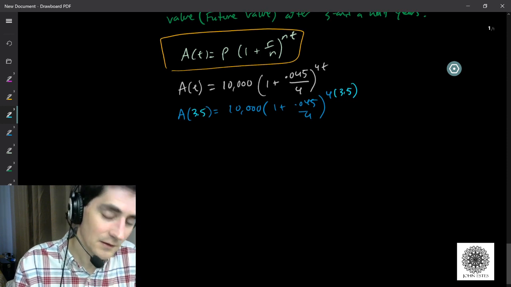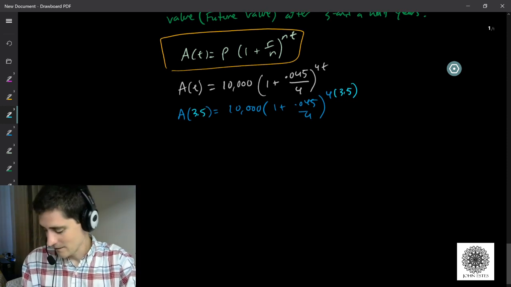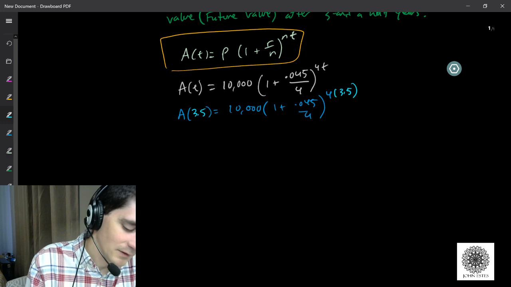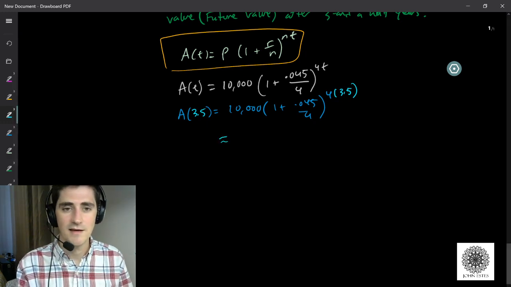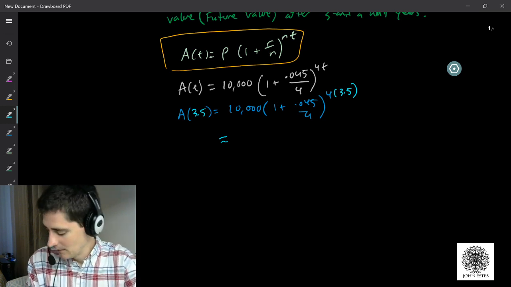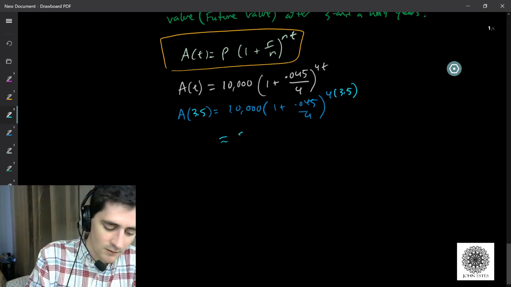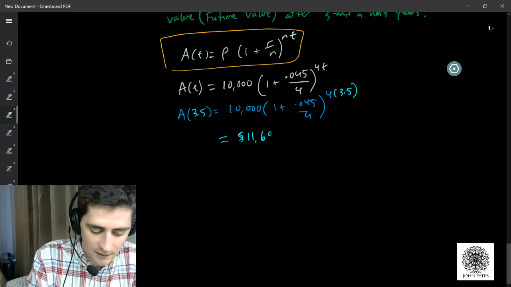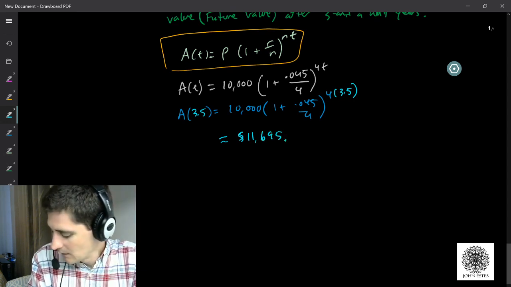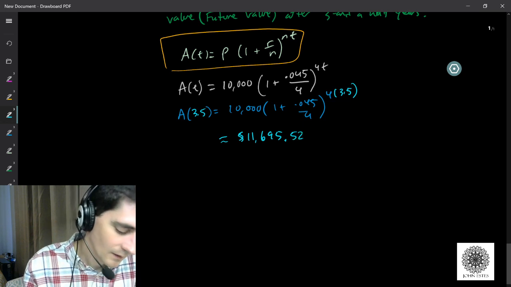All right, now this is a calculator thing. You want to practice calculating this because it's very easy to get some sort of syntax error, just not putting it in correctly. But this should grow to $11,695.52.